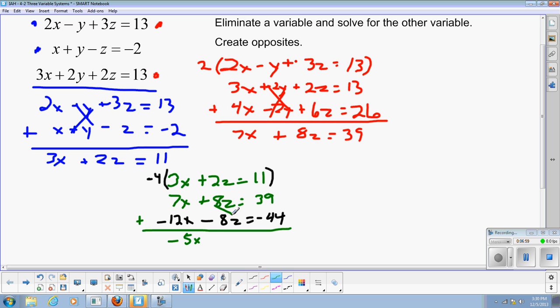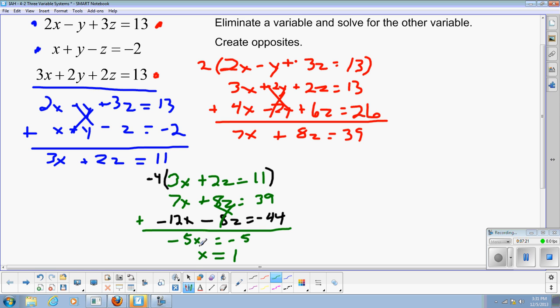8z and 8z cancel. 39 plus -44 is -5. Divide by -5, x equals 1. Okay, I have one answer now. I still have two more to find. I have to find an answer for y and I have to find an answer for z.